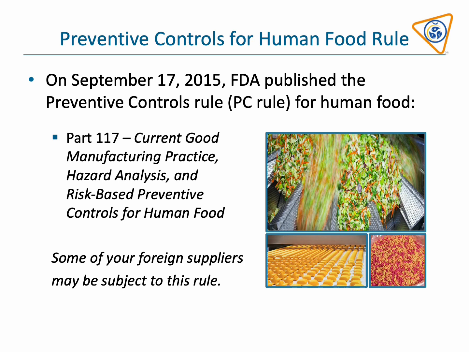Preventive Controls for Human Food Rule. On September 17, 2015, the FDA published the Preventive Controls Rule for Human Food. 21 CFR Part 117, Current Good Manufacturing Practice, Hazard Analysis, and Risk-Based Preventive Controls for Human Food, known as the Preventive Controls Rule. Some of your foreign suppliers might need to meet this regulation.